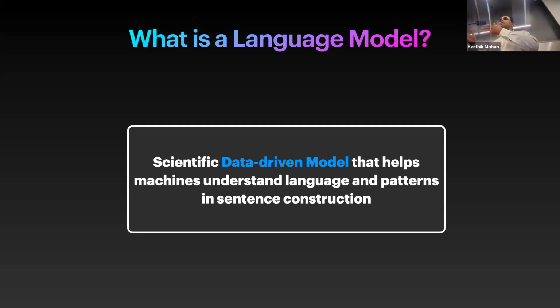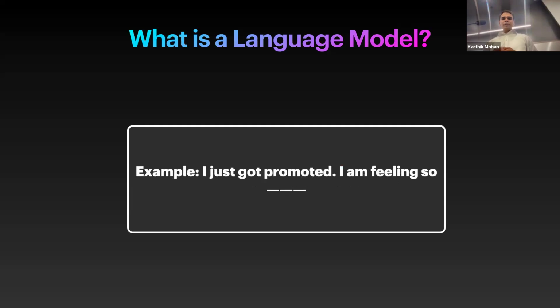But then the models evolved and they said, okay, can we take some context from the previous sentence, and then see if I can make a better prediction, right? So something like, I just got promoted, I am feeling so... What do you say? Happy. Yeah. You could have said joyful, you could have said amazing, but happy seems like the most probable word that you would say, right?